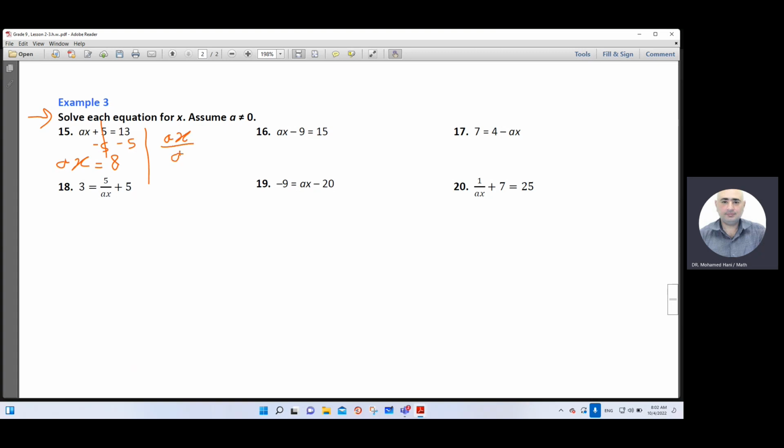So we can write ax over a equals 8 over a. A divided by a will be 1. It means 1x, which is x, equals 8 over a. This is the solution of this equation.